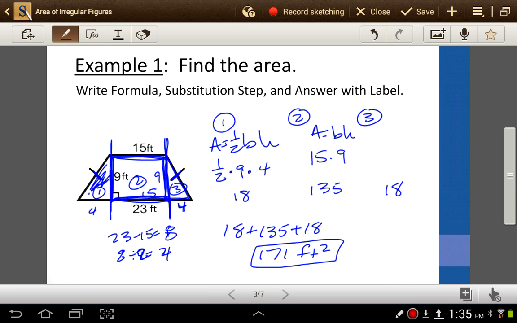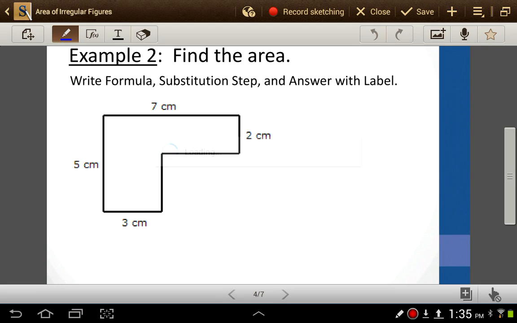Okay, if you need to pause, go ahead. Otherwise, I'm going to move on to my next example. In my next example, I have a couple places I could break this shape into.